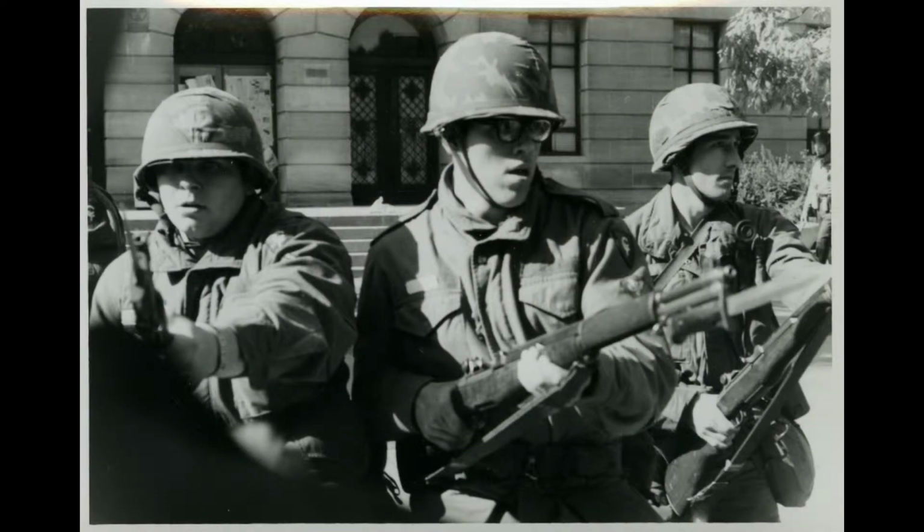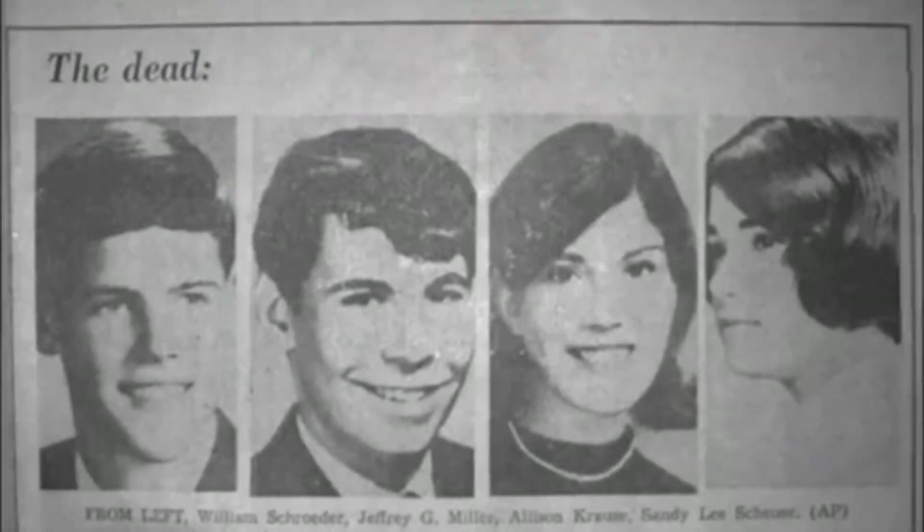28 guardsmen suddenly fired their rifles. Many guardsmen shot into the air to scare the protesters, however some shot directly into the crowd. Nobody knows exactly what happened, however one thing is certain. This tragedy ended with 4 students dead and 9 injured. William Schroeder, Jeffrey Miller, Allison Krauss, and Sandy Schuer would not live to see the aftermath of their efforts.